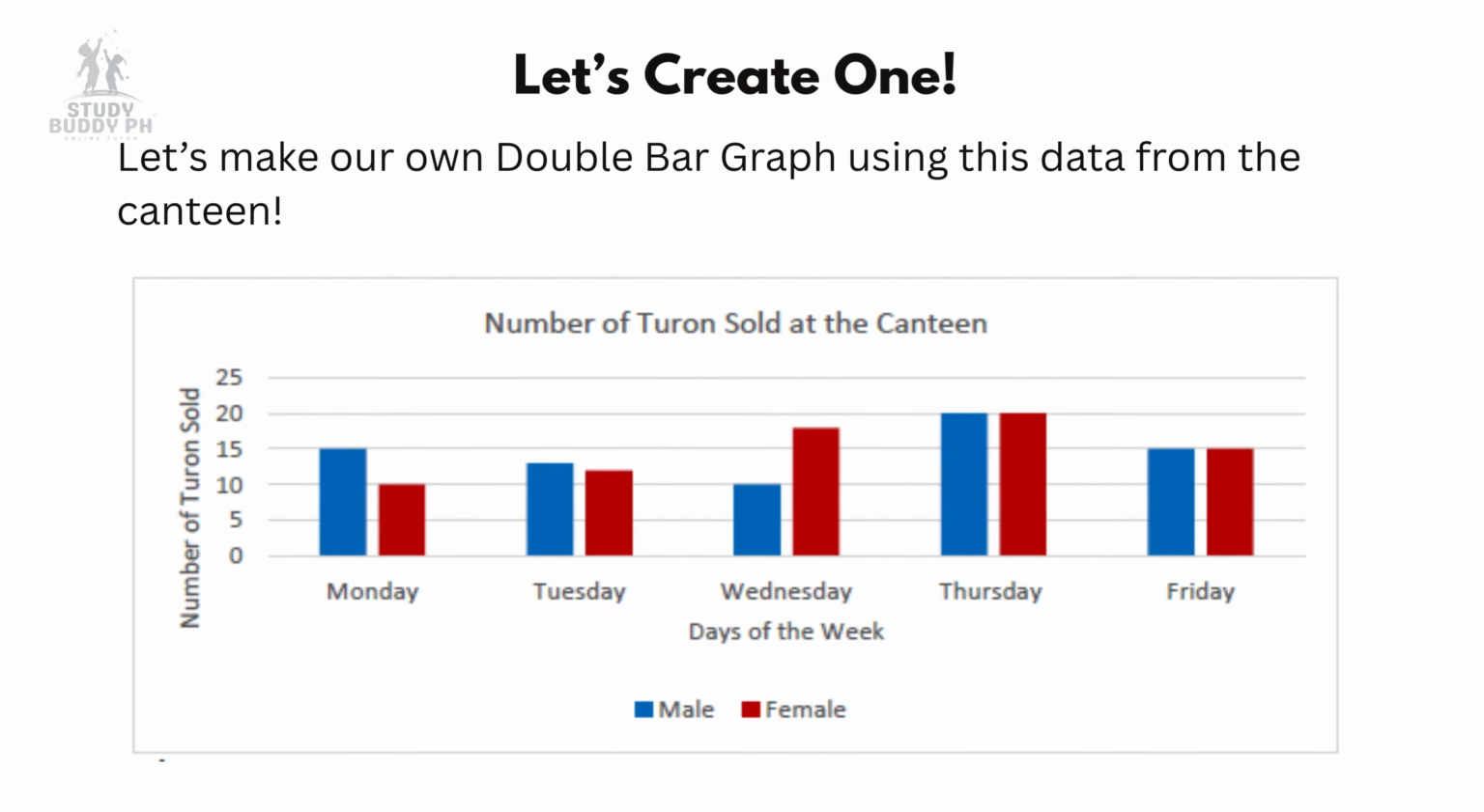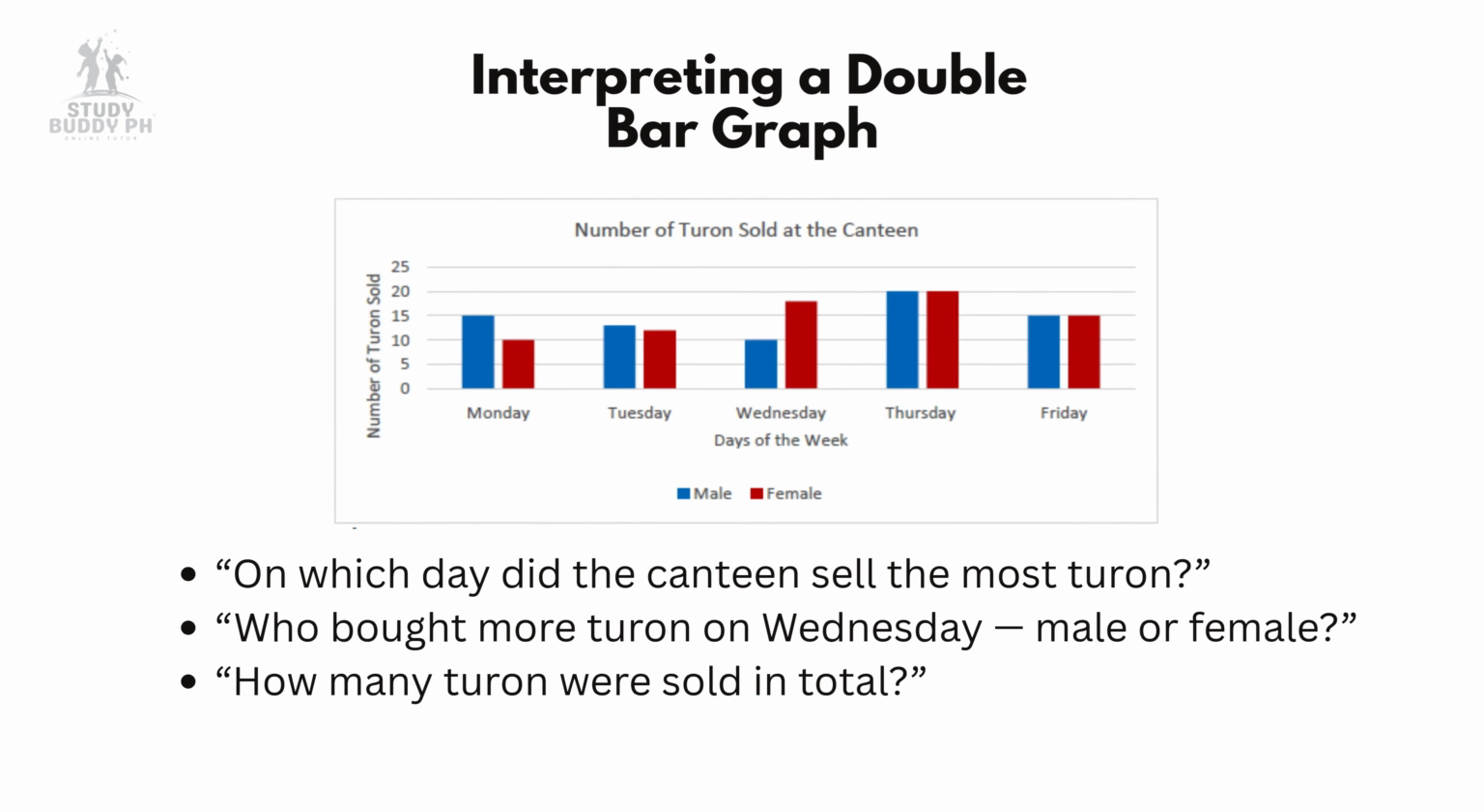Now, let's use this double bar graph to answer some questions. On which day did the canteen sell the most turon? Who bought more turon on Wednesday, male or female? How many turon were sold in total? By looking at the height of the bars, we can see that Thursday had the most sales, and female customers bought more on Wednesday.